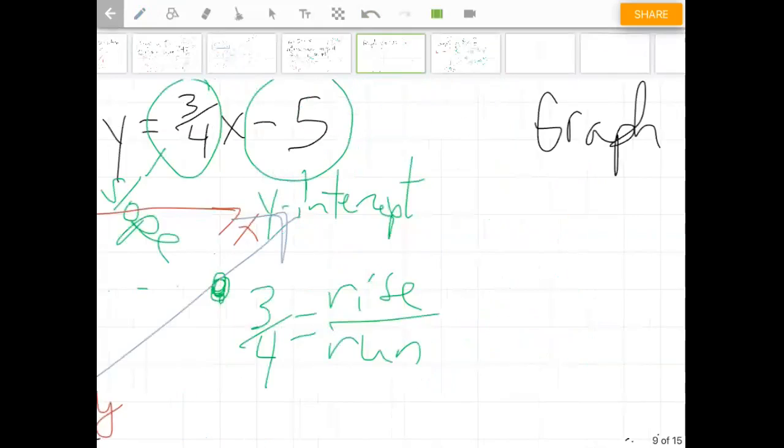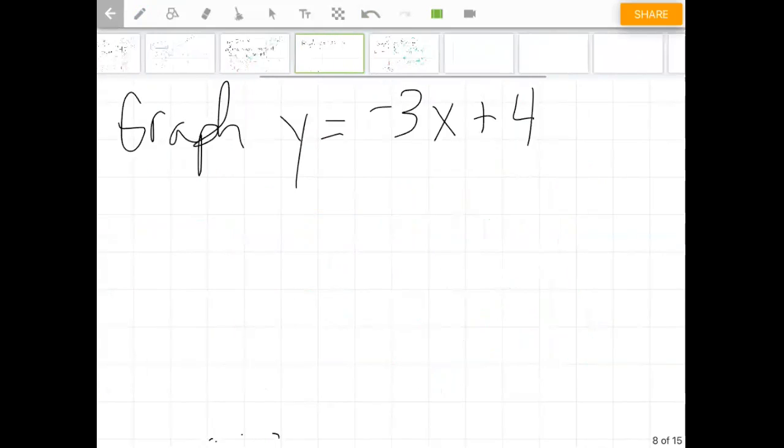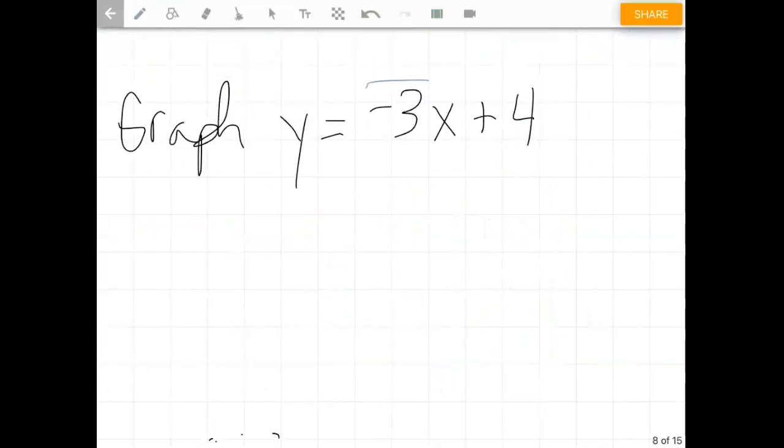All right, now here, if you want to pause the video and try this one. Now, just before you get started, though, I'll point out that the slope here is -3, and notice that is not in fraction form. But you could put it in fraction form by making -3, -3/1. So use that as your slope and try to graph this. Pause the video and then come back when you think you have it.